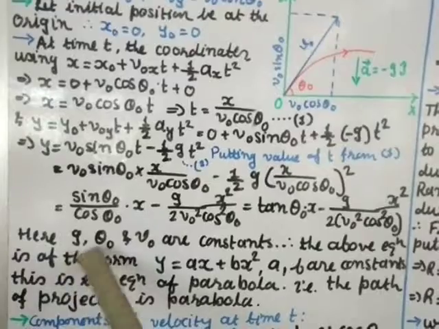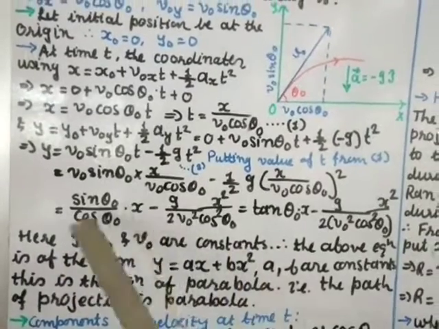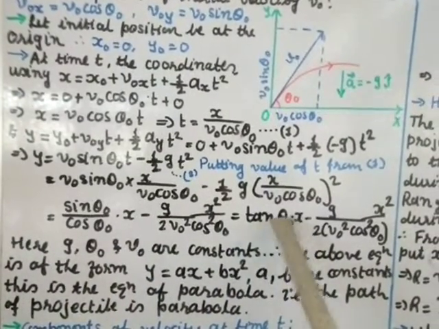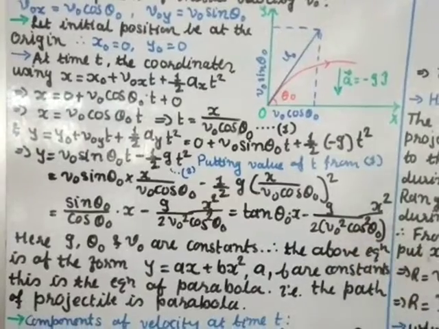Now here g, theta naught, v naught are constant. So if theta naught is constant, that means tan theta naught and cos square theta naught are also constant.